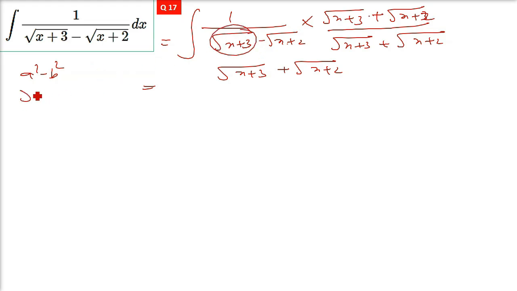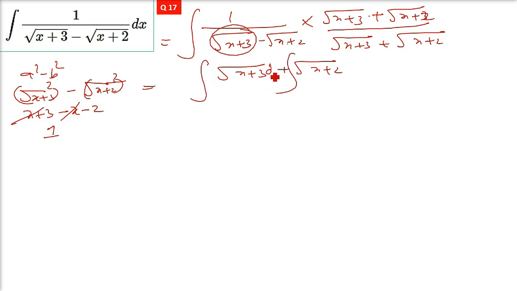So here a is under root x plus 3, b is under root x plus 2. So a square minus b square, what do we get? We get x plus 3 here, we get x plus 2 here. So it would be x plus 3 minus x minus 2, x gets cancelled, 3 minus 2 is a 1. So we have this under root x plus 3, under root x plus 2, we'll do it with dx. The same thing will go for both of these integrals.